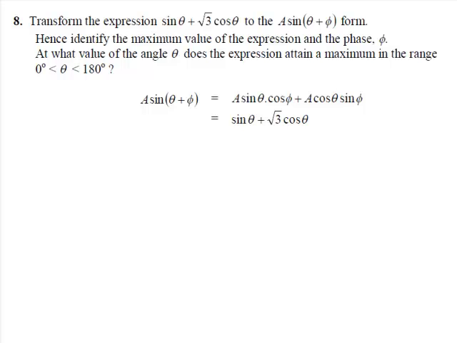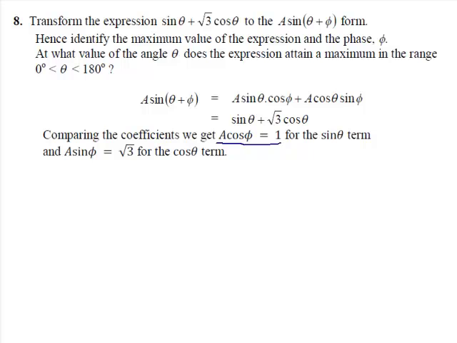we've now got two expressions, and if we compare the sine term in this expression with the sine term in this expression, the cos term here with the cos term here, we can compare the coefficients and we get a cos phi is equal to 1 and a sin phi is equal to root 3. Dividing a sin phi by a cos phi gives us tan phi, which is equal to root 3 over 1. From our standard triangles we know that the arctan of root 3 is equal to 60 degrees, so we know that phi is equal to 60 degrees.